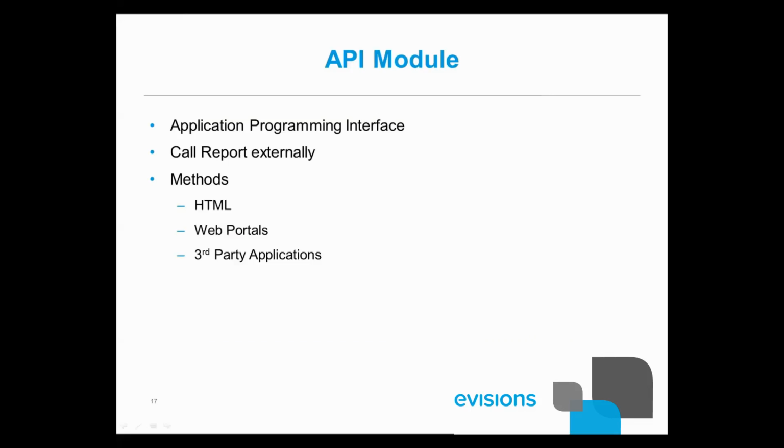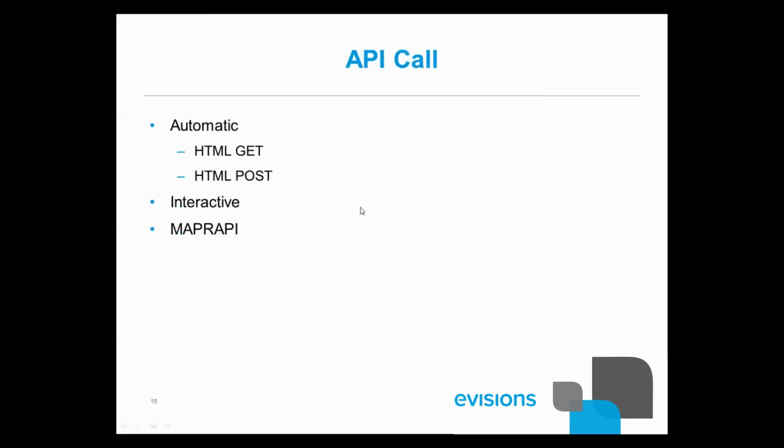API stands for Application Programming Interface. The API module allows users to call Argos reports from outside of Argos via HTML, web portals, and other third-party applications. The report itself can be called in three different ways: automatic, which uses an HTML get and post method; interactive, which brings up the Argos client and loads the dashboard; or via MapRappy, which is an executable.